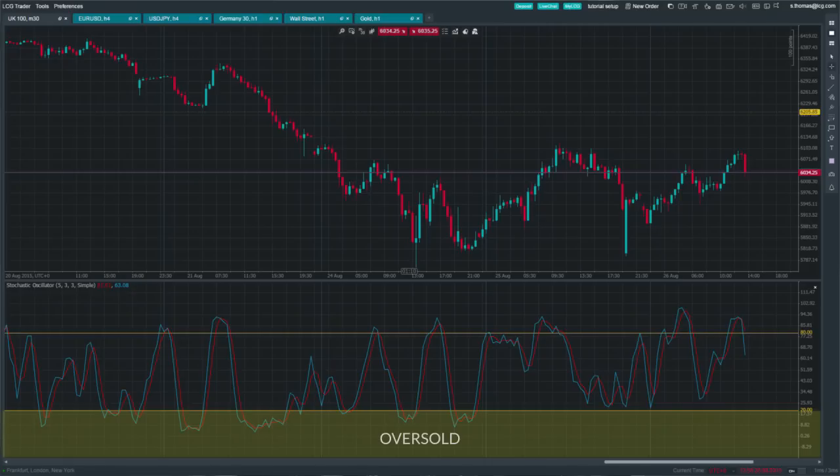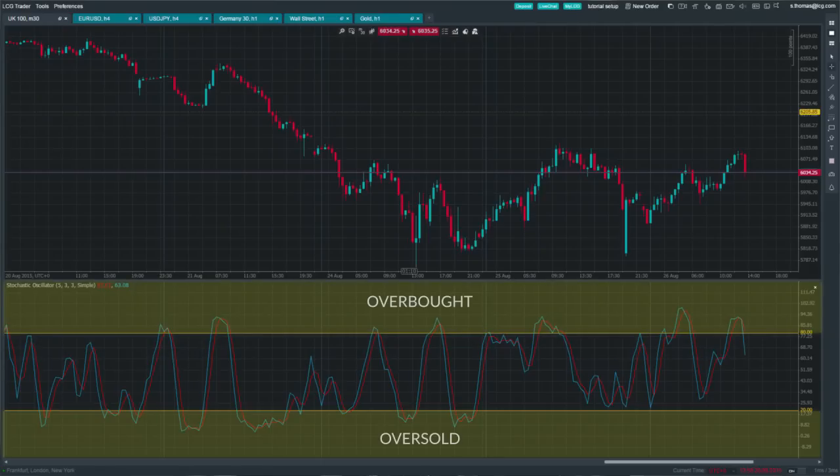Conversely, when the stochastic lines are above 80, it is interpreted as the market being overbought and may be a possible selling opportunity. The key thing to remember here is that it is only when the stochastic levels break through those levels and come back on themselves again to break back through those levels that it is interpreted by the market as a possible buy or sell signal.